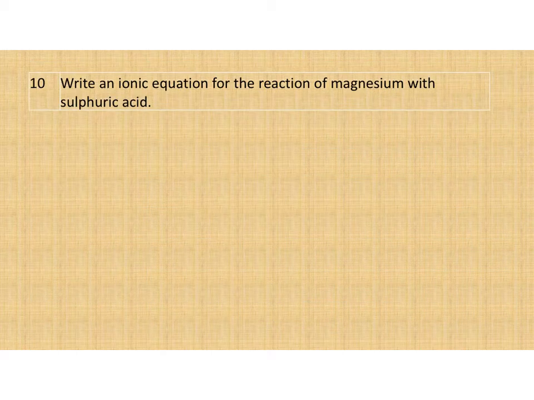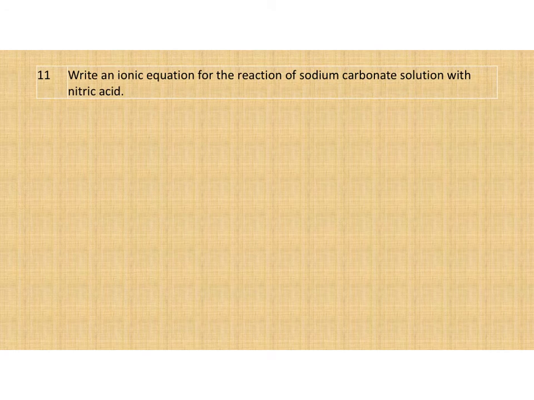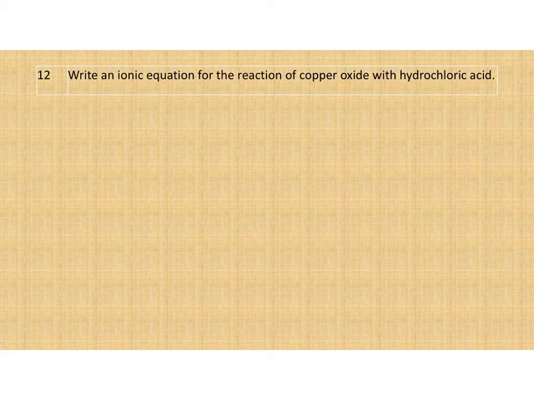For these questions, you've got to actually write the equation from scratch. So first of all, start with the balanced simple equation, and you've got magnesium with sulfuric acid, sodium carbonate solution with nitric acid, and copper oxide with hydrochloric acid. So key thing, get the formulae right, make sure you've got the right products, and then take it from there.